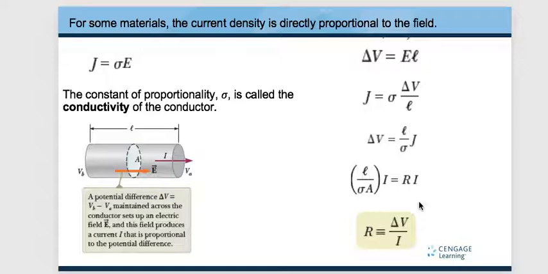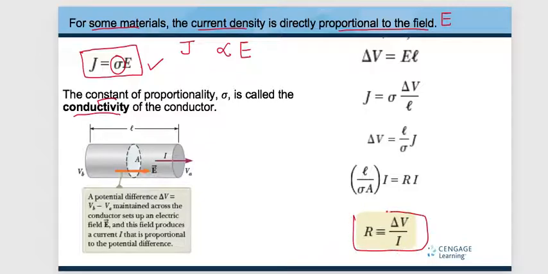Now we are going to derive Ohm's law. So we are going to look at these steps one by one. For some materials, the current density which we defined is directly proportional to the field, which is E, electric field. So you can see that in this equation we have J, which is directly proportional to E. Now this sigma which you see is a constant of proportionality, and we call it conductivity. Now from this step, we want to get Ohm's law, which is this step. So let's see how to do that.